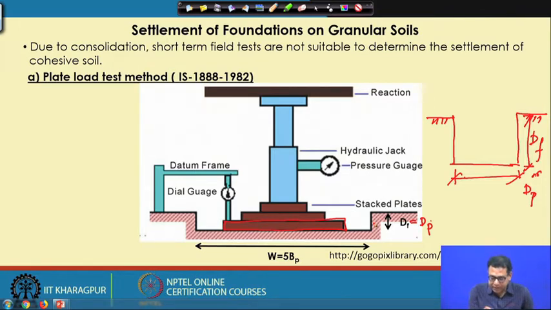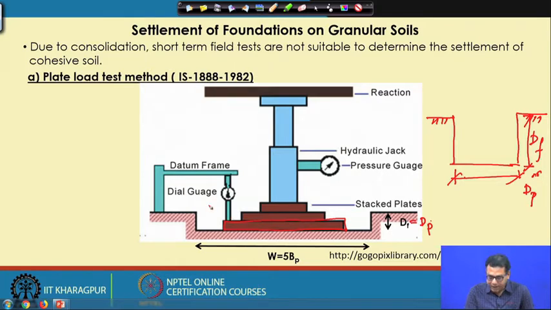Now the reaction frame is placed. With the help of this reaction frame, a load is applied through a hydraulic jack, and this pressure gauge or proving ring is used to measure the load that is applied, and the dial gauge will measure the settlement of the plate. So we are applying load and measuring the settlement.